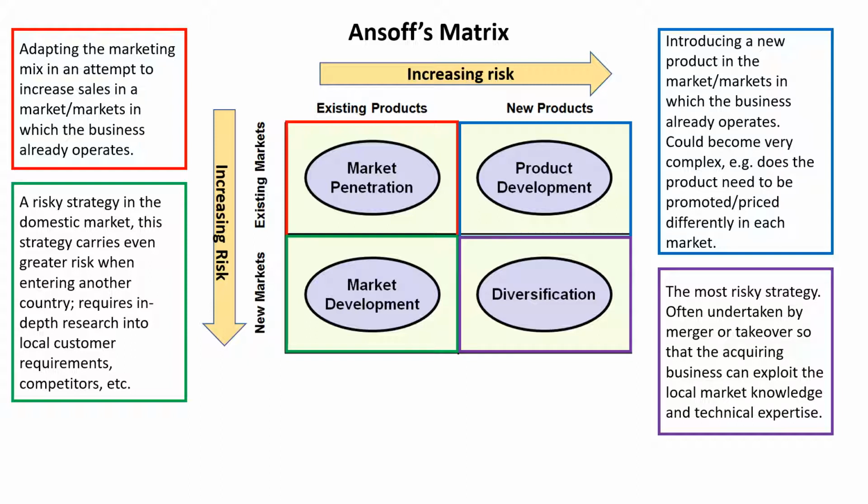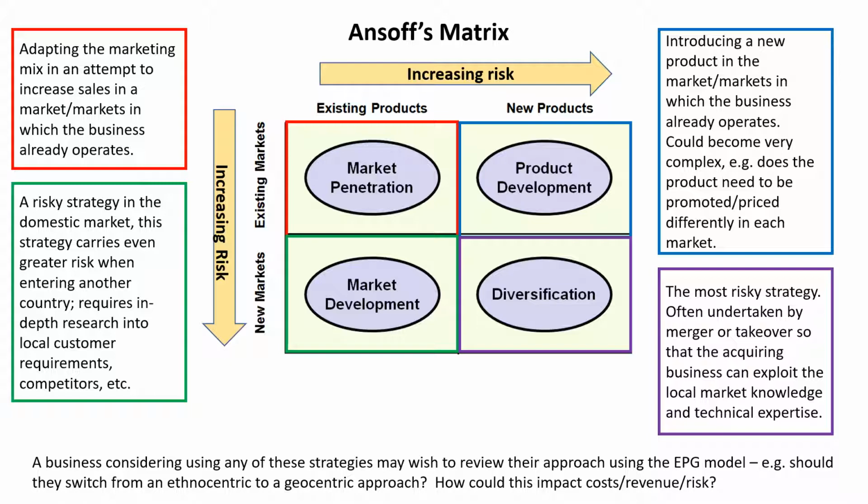We might also consider this always in terms of how it matches to the marketing mix in our own country. So a business using any of these strategies may wish to review their approach using the EPG model. Should they switch from an ethnocentric approach, such as one marketing mix, one global brand and product, to a geocentric approach? How might this impact their costs? How might this impact their revenue? What is the risk of doing this?